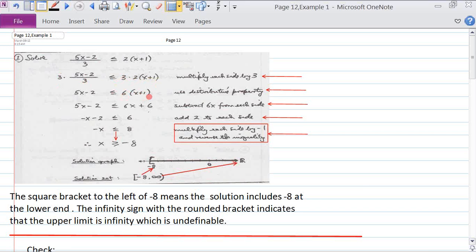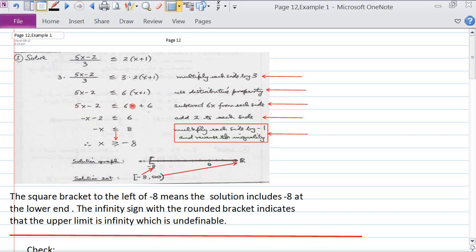And so I have 3 times 2 here is 6x plus 1. I'm going to use the distributive rule. 6 times x gives me 6x, plus here 6 times 1 gives me 6. So now I have 5x minus 2, 6x plus 6. I want to get the variable on the left and the number on the right.